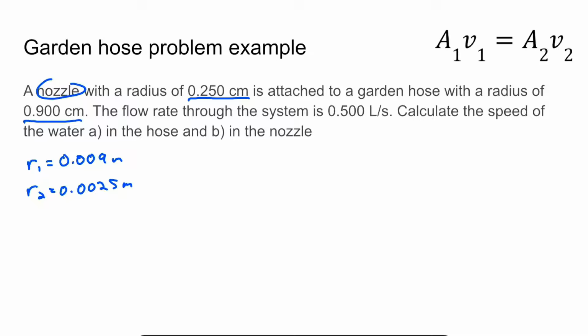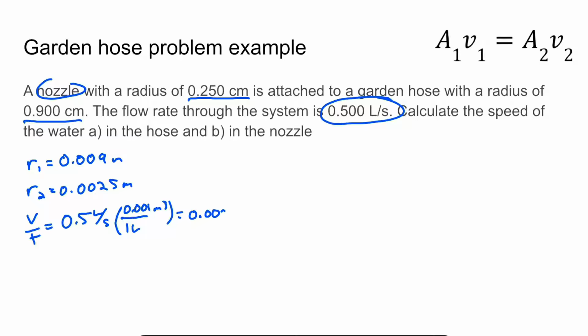The flow rate through the system will again be the same no matter whether the volume of fluid is moving through the hose or through the nozzle. And so that'll be 0.5 liters per second. So our volume per time equals 0.5 liters per second. And again, since we know that every 1 liter is 0.001 cubic meter, we can express this in terms of cubic meters per second, and that would be 0.0005 cubic meters per second.